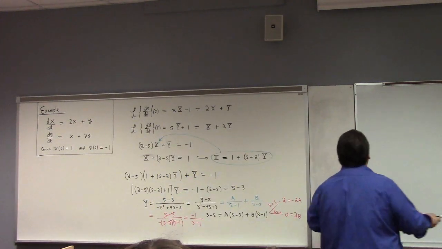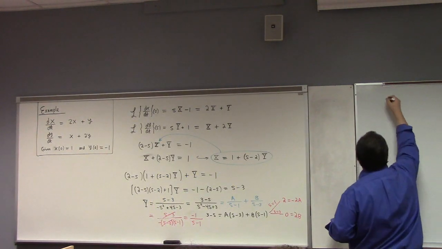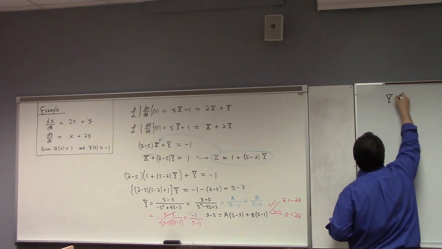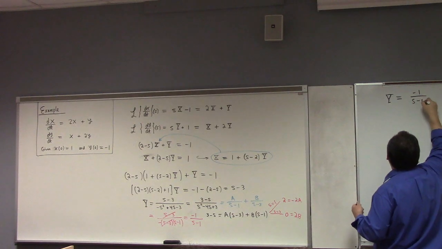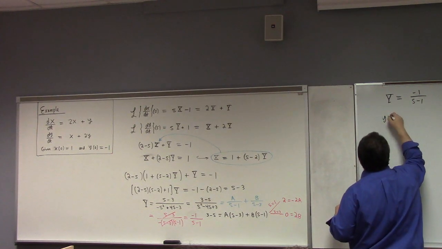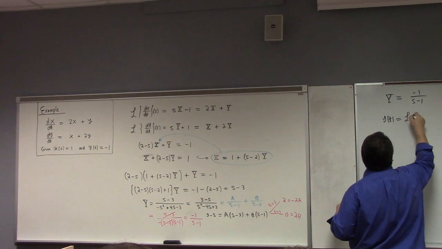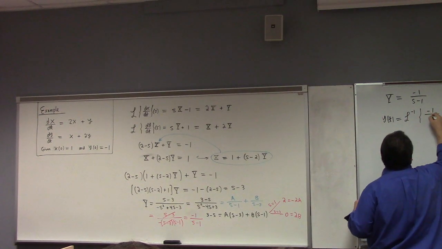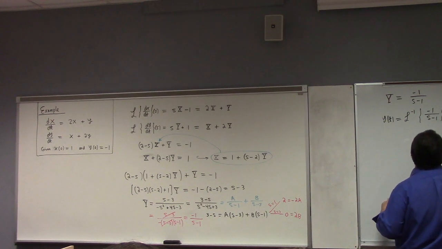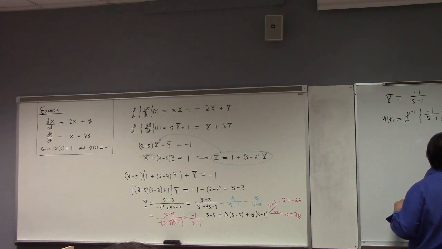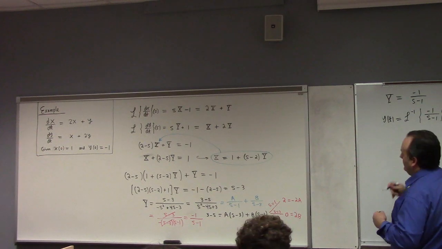Oh well. Let's see here. So in summary, y is equal to, what we got? Minus 1 over s minus 1. So little y, inverse Laplace transform of minus 1 over s minus 1, also known as what? Yeah, minus e to the t. So there you go. That's the y.